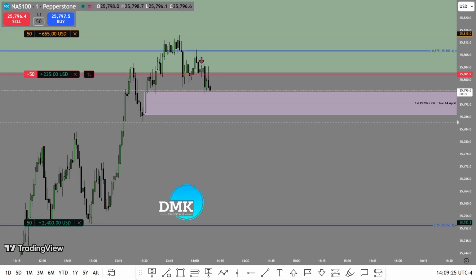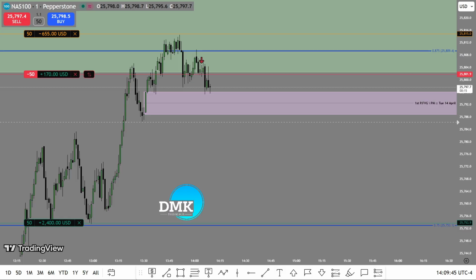This is my silver bullet, 2 p.m. to 3 p.m. New York local time or Eastern Standard Time. That's when we anticipate the silver bullet for the New York afternoon session. So I'm implementing that together with model 2022 here.